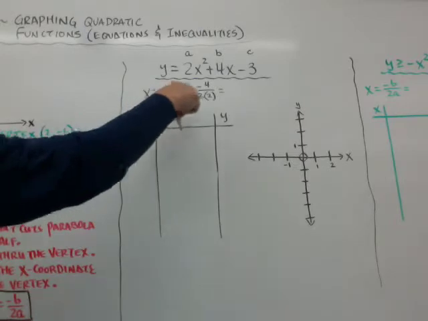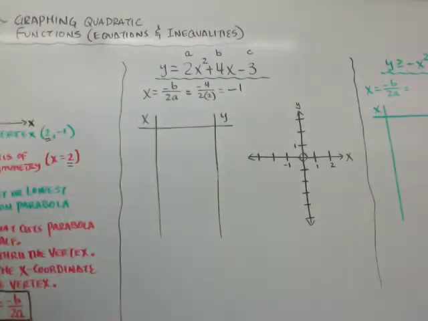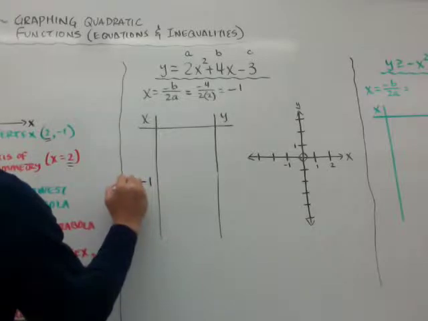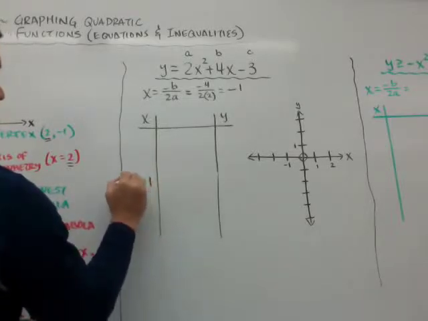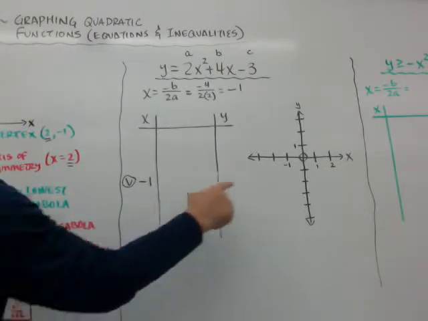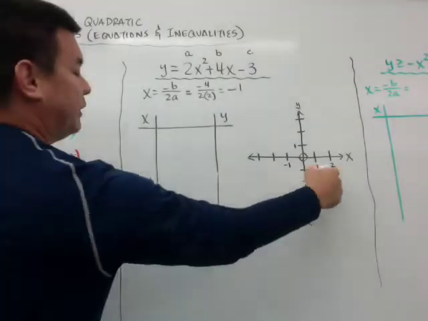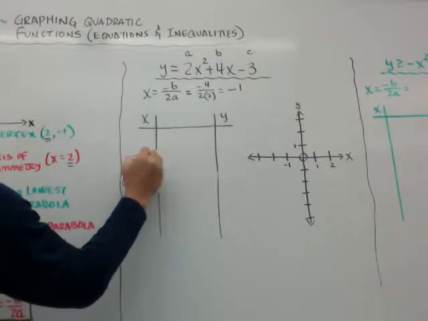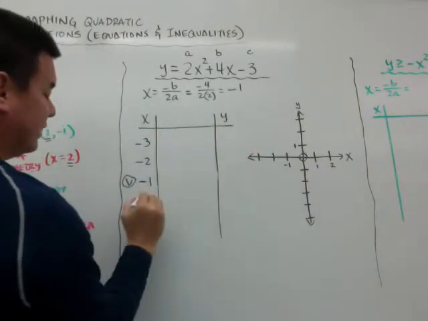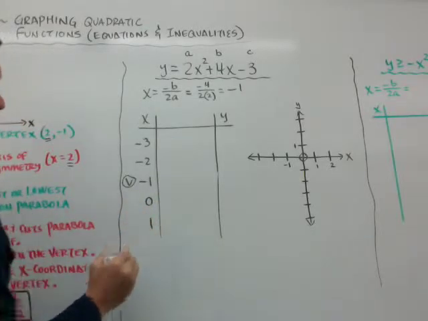Okay, so negative 4 over 4 is negative 1. So my axis of symmetry is x equals negative 1. That's also the x-coordinate of my vertex. So what I want to do is put that one here in the middle. If this is my vertex here, I want the vertex in the middle. Then I pick 2 points to the left and 2 points to the right. If I go left, I go negative 2, negative 3 here. And if I go right from negative 1, I go 0 and 1. And that's how you start your graphing.